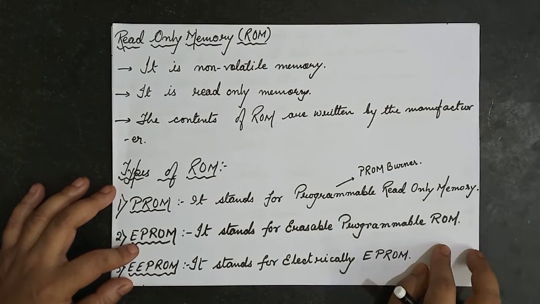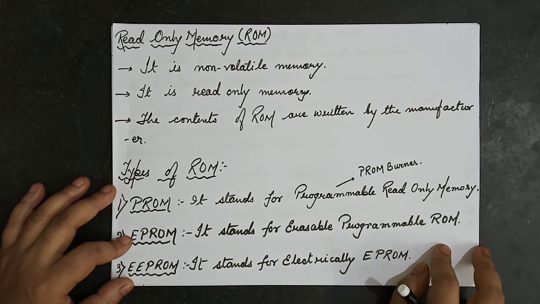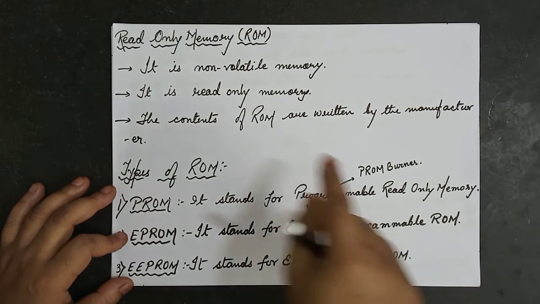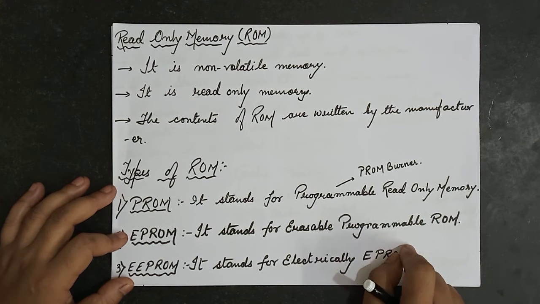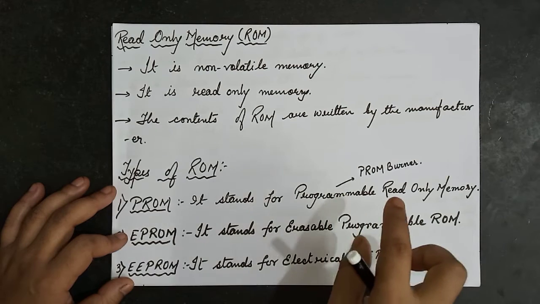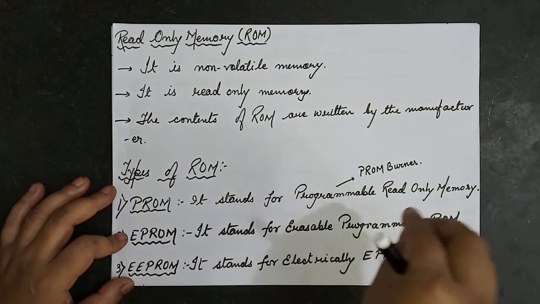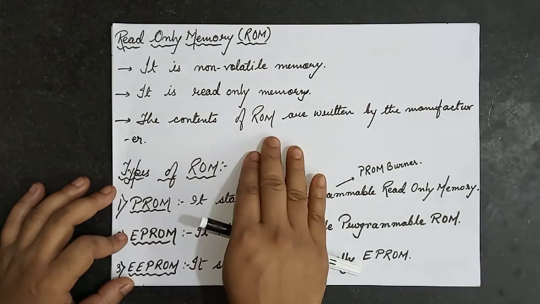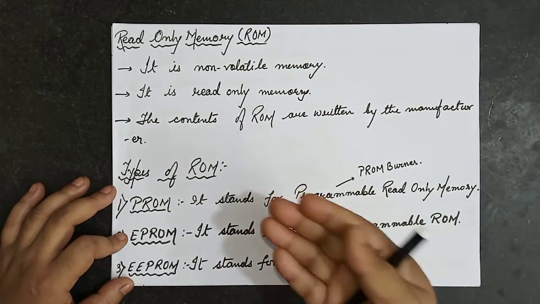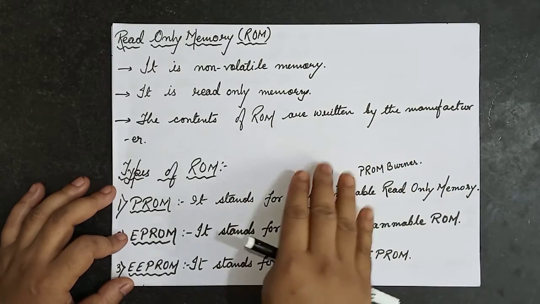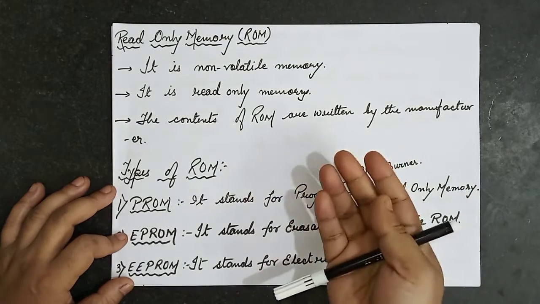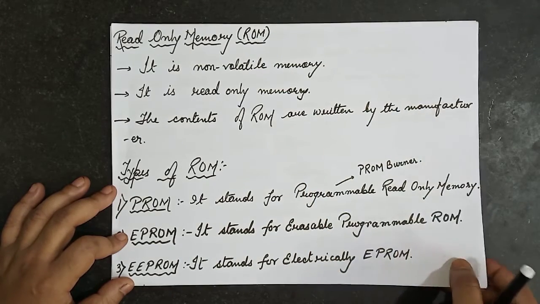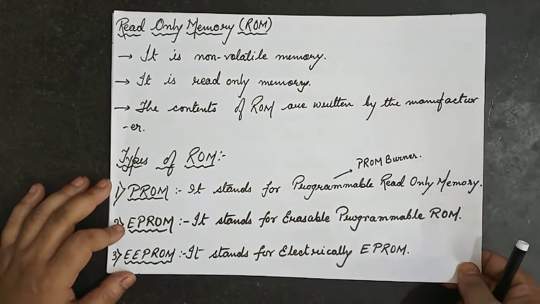Now let us see ROM. ROM is non-volatile memory. Non-volatile in the sense that if the computer is switched off, then also we can retain the content of ROM. It is read-only memory, meaning once the content is stored, we cannot delete or modify the content of the ROM. The contents of ROM are written by the manufacturer. While the ROM is being manufactured, at that point of time only the programs or the instructions are written onto the ROM. Fine.